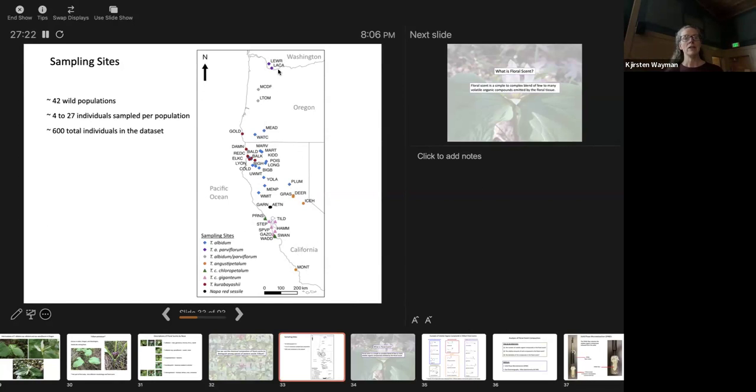So up here, Trillium albidum subspecies parviflorum was sampled. And then we have those intermediates between albidum and parviflorum here in central and northern Oregon. In southern Oregon down to Mendocino County and over to the Sierra Nevada foothills, we've got samples of Trillium albidum. So this spans the widest geographic range for any of the species.